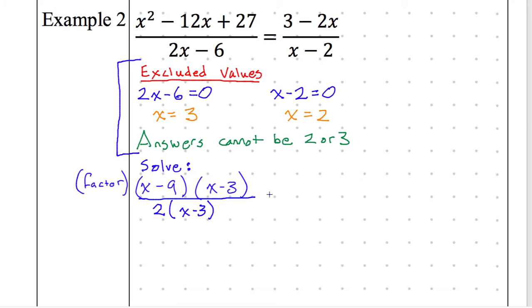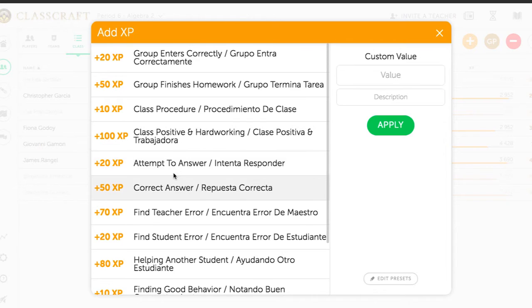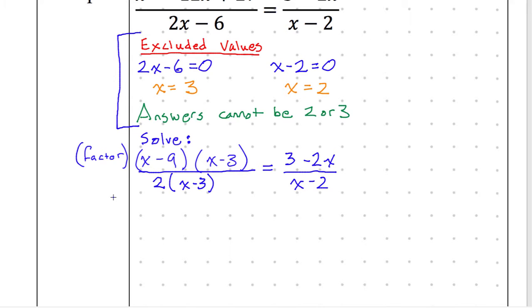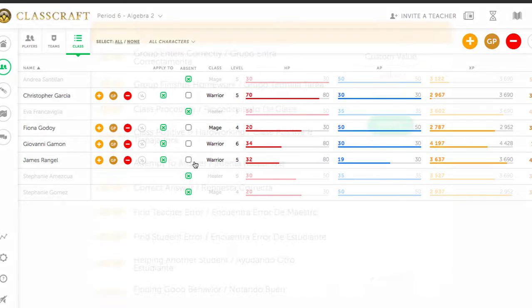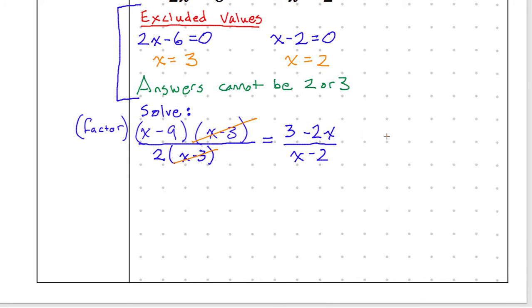And on the right-hand side, can I factor anything, Chris? Nope. He's nodding his head no. 3 minus 2x, just leave it, and x minus 2. All right, James, you're up. What are we going to do before we cross multiply? Yep, what are we going to cancel? There it is. Cross them off, everyone. Thank you, James. And now what are we going to do? There it is. So, Gio, do it for us.